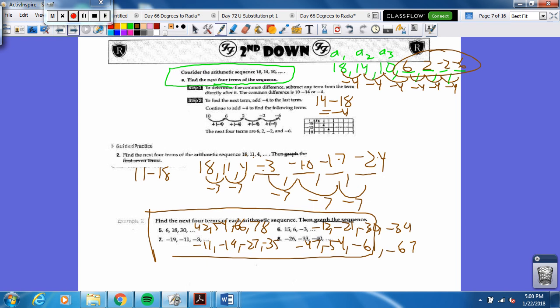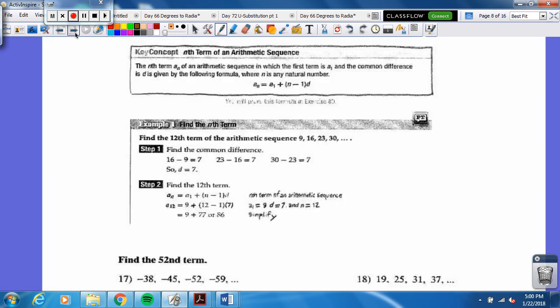All right, what are we going to do now? Next, here you go. So, big thing right here. Key concept: the nth term of the sequence. First, copy down this whole box: a_n equals a_1 plus (n minus 1) times d.